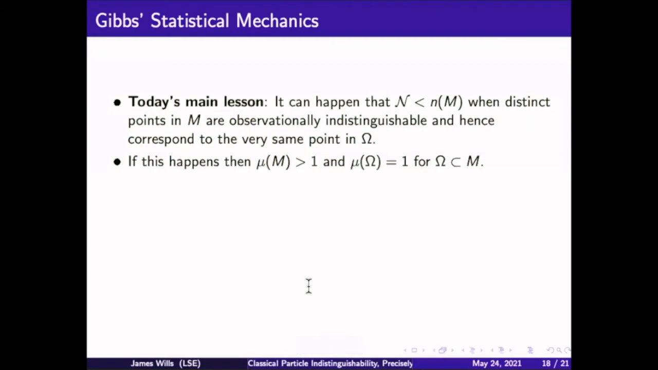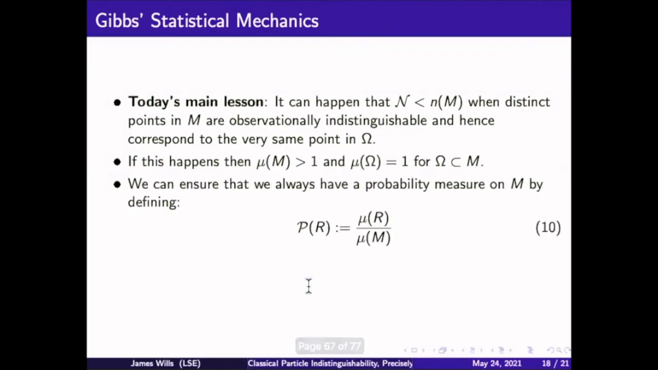Now, if this happens, mu of M is bigger than 1. And mu of omega, the sample space, is 1, because it's a sample space, and the probability measure over the sample space is 1. Now, if mu of M is greater than 1, well, this is not a probability measure, is it? Mu of M is not a probability measure, so we've got a problem. This is essentially the problem.